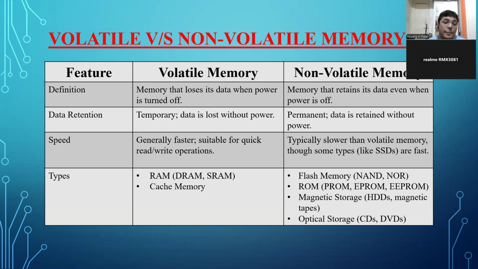Examples of volatile memory are RAM, dynamic random access memory, static RAM, and cache memory. Examples of non-volatile memory are flash memory, that is NAND and NOR, ROM, PROM, programmable read-only memory, erasable programmable read-only memory, electrically erasable programmable read-only memory, magnetic storages like HDDs and magnetic tapes, and optical devices like CDs, DVDs, etc.